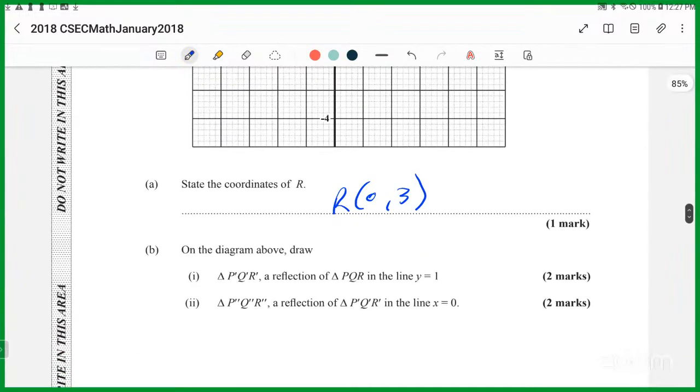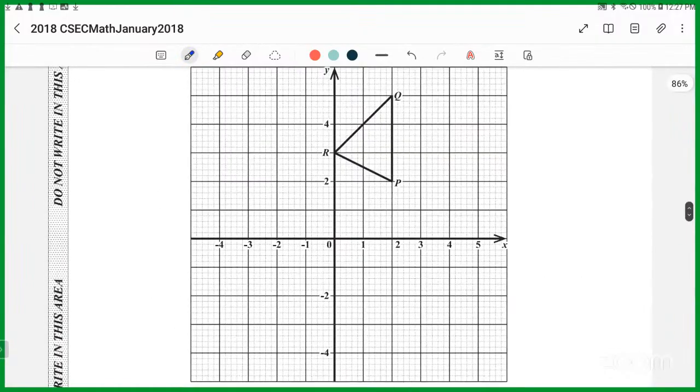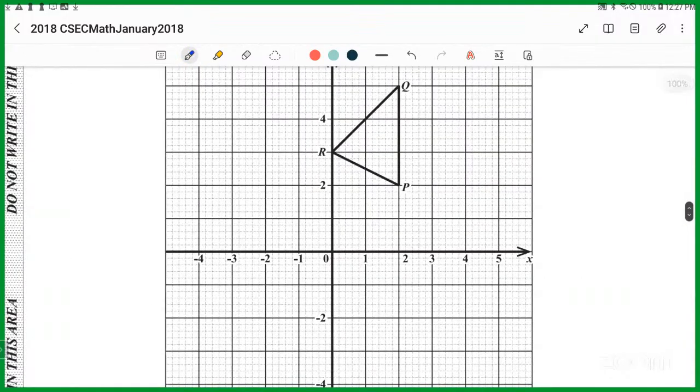Draw, on the diagram, P prime, Q prime, R prime, the image of triangle PQR after reflection in the line y equals 1. So reflecting in the line y equals 1. Y equals 1 is a horizontal line passing through 1. That's this line. It's one mirror line, and image distance equals object distance.